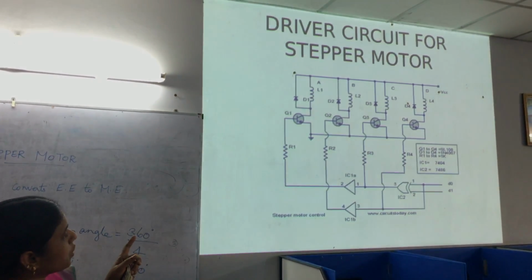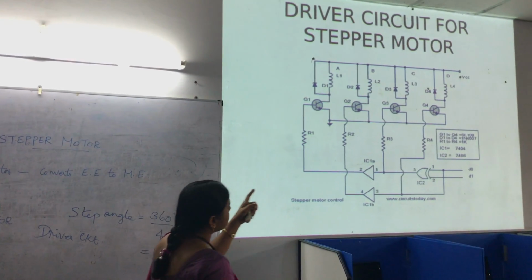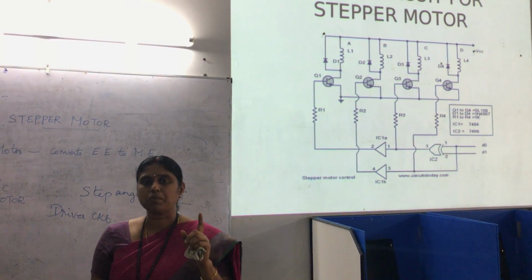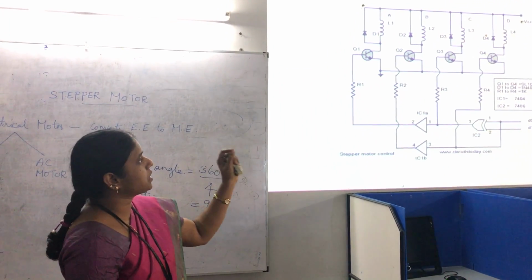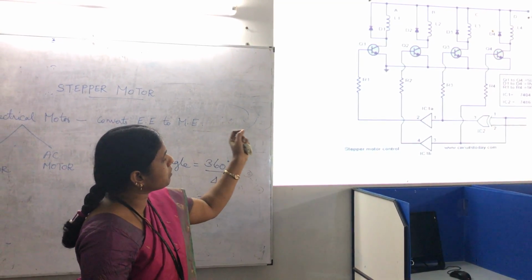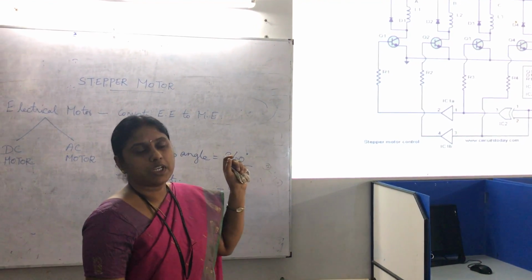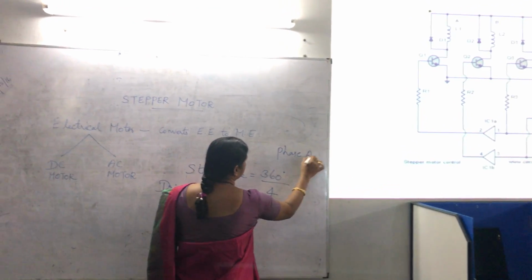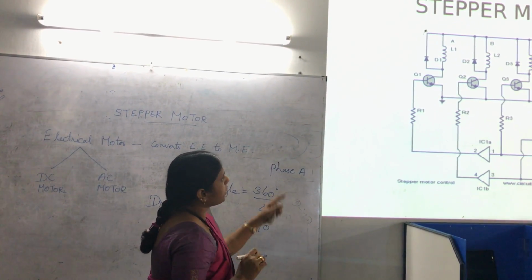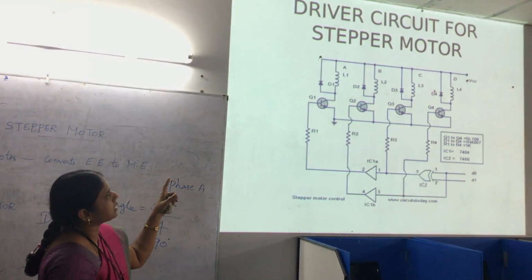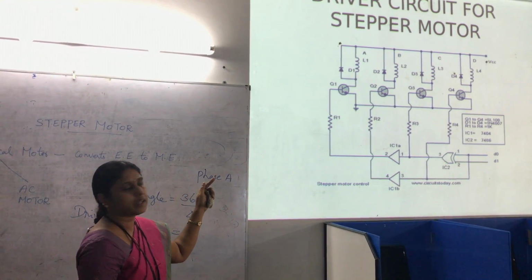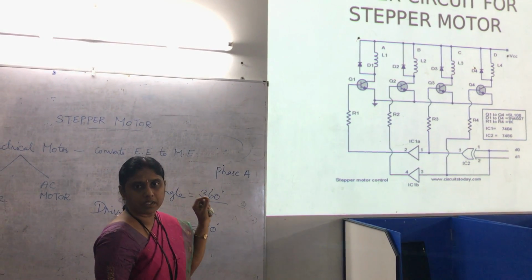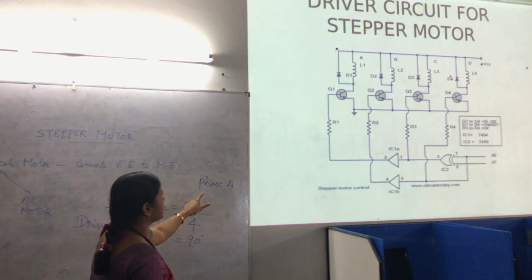This is the driver circuit for the stepper motor. Here we can see 4 transistors Q1, Q2, Q3 and Q4, which act as power semiconductor switches through which each magnet winding is connected to the transistor. Initially, when the phase A winding has to be supplied with voltage, we turn on the transistor Q1 by applying the base current to Q1. Therefore the transistor Q1 is turned on and the supply is given to phase A.